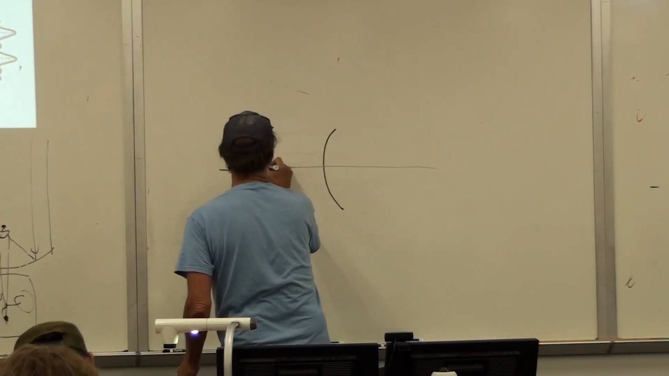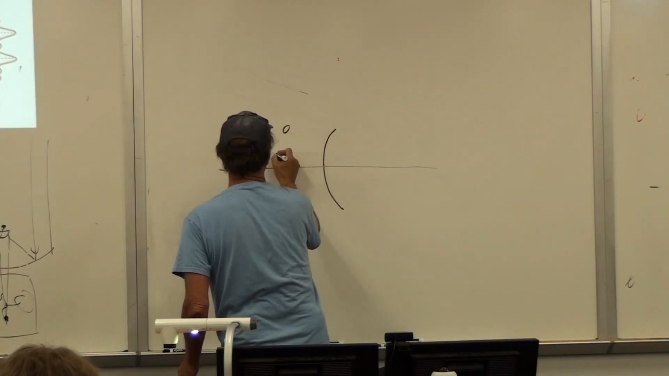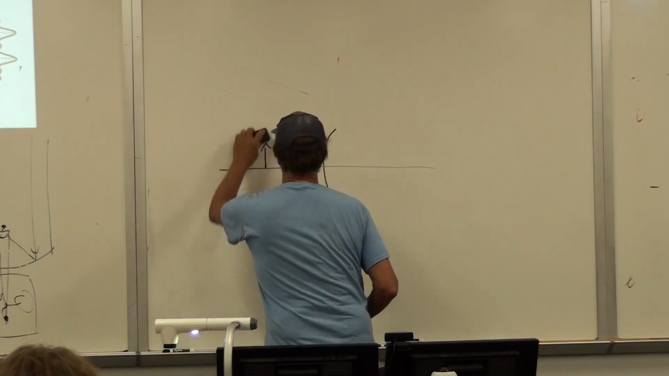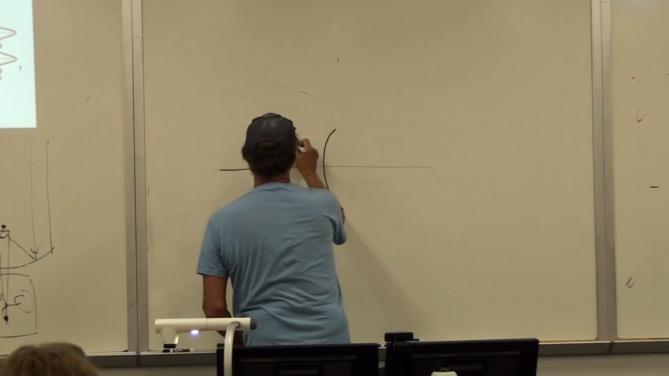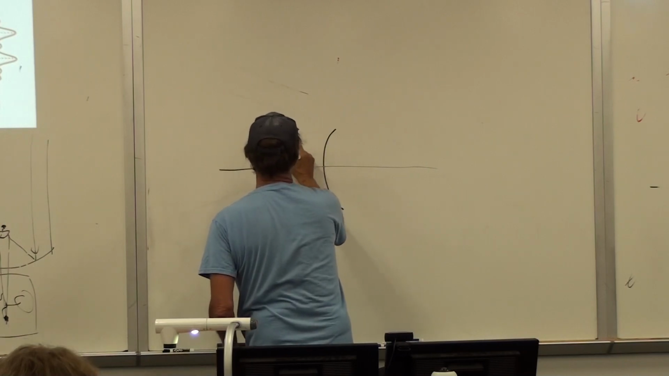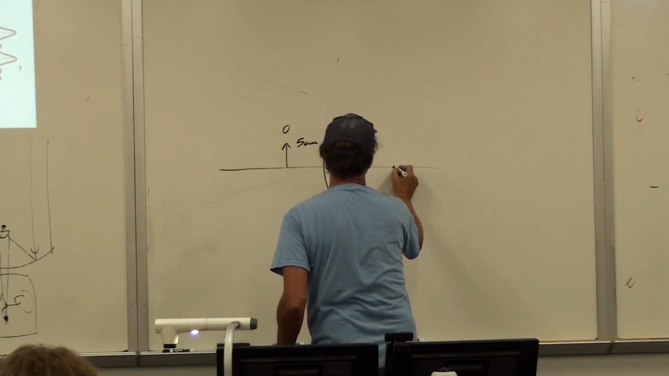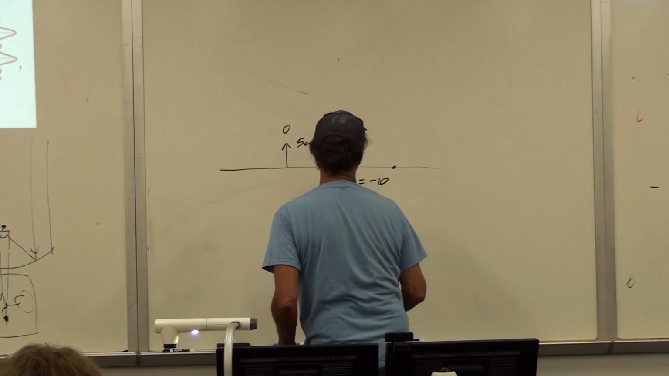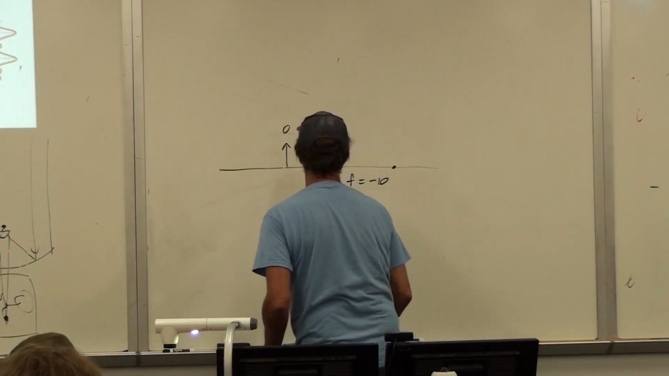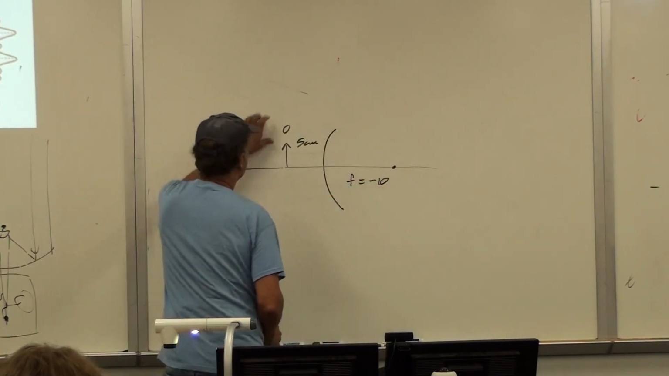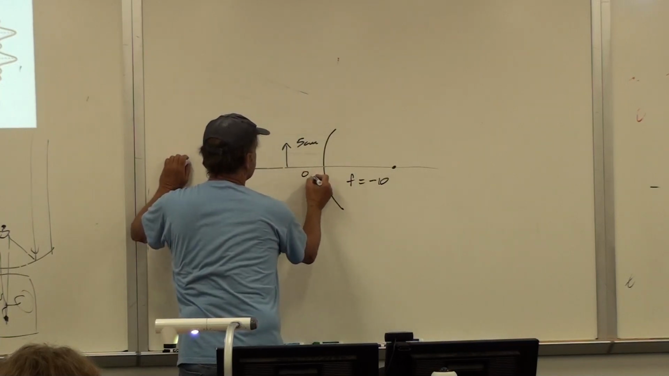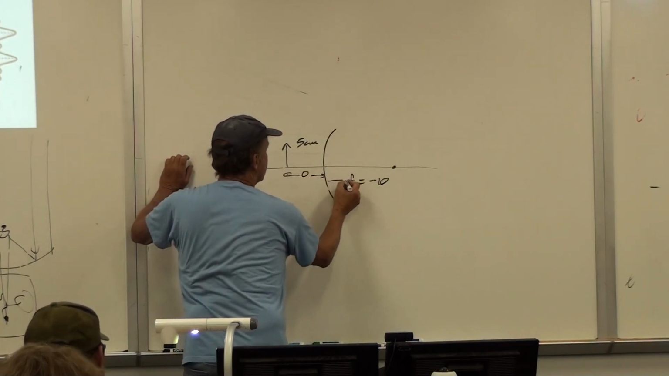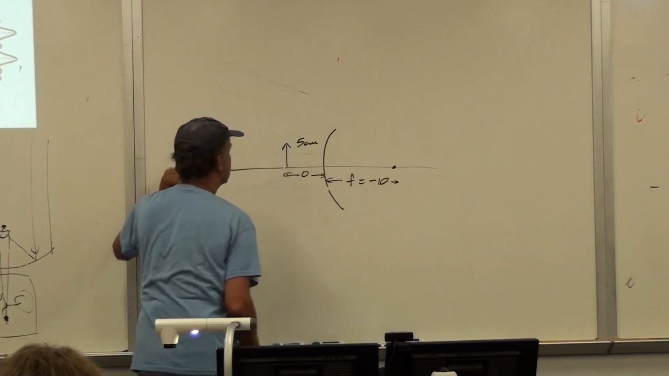Okay, so let's put the object here, and let's say the object is 5 centimeters away. And let's say the virtual focal point is -10, like that. So that's where the virtual focal point is. This is our object distance. This is our virtual focal point.